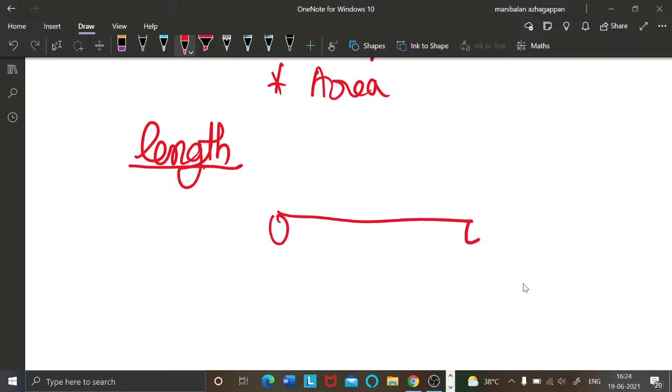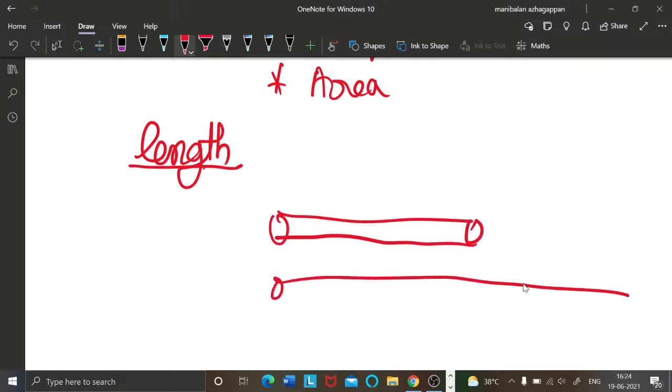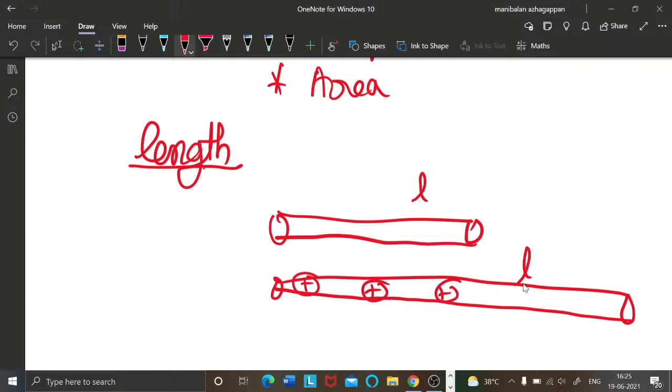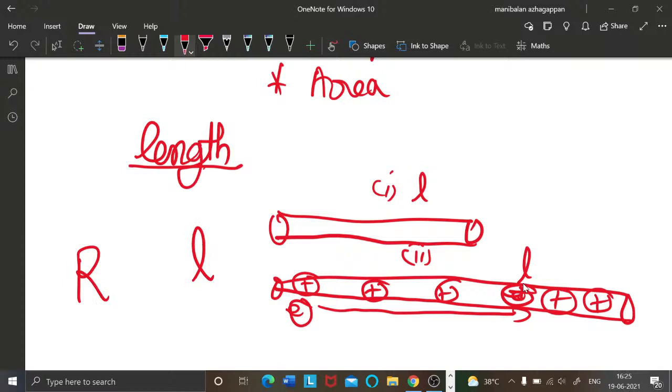We take a smaller length and a longer length; the longer one will offer more resistance. Why does the second one offer more resistance? Because when the current flows from one end to the other, the electron has to cross many protons. Compared to the first, the second has more protons, so more obstruction is offered. So if length is increased, resistance will be increased. That is called directly proportional.